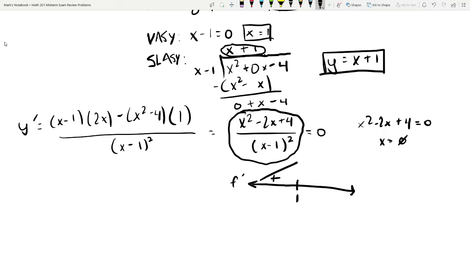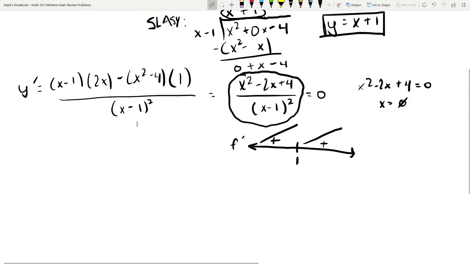If I plug in 2, which is to the right of 1, I'd get 4 minus 4. I'd get another positive 4 divided by positive 1 again. So I would get another positive. Okay, so our function goes from increasing before the asymptote to increasing after the asymptote. So we'll make use of that later.